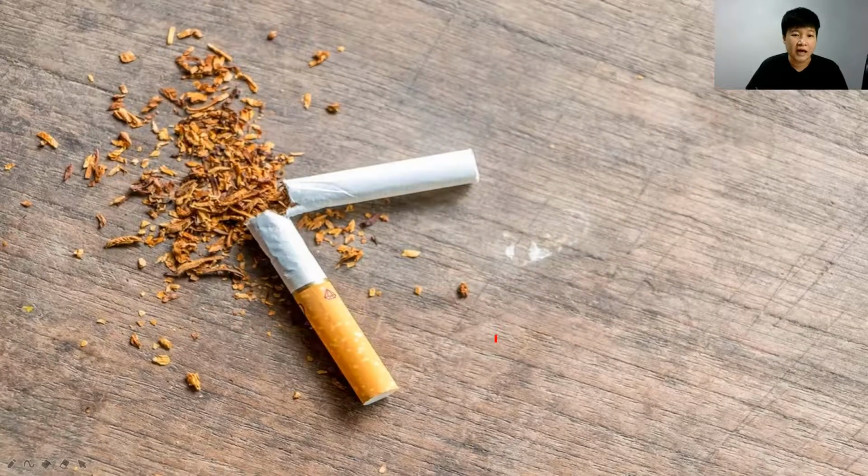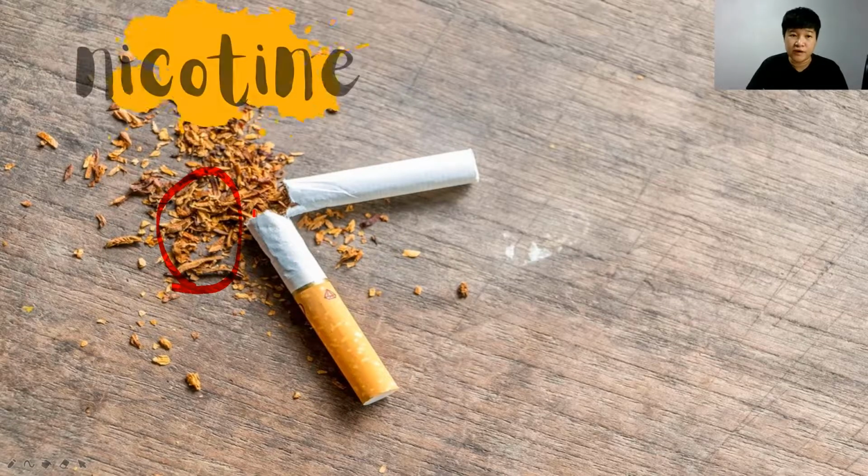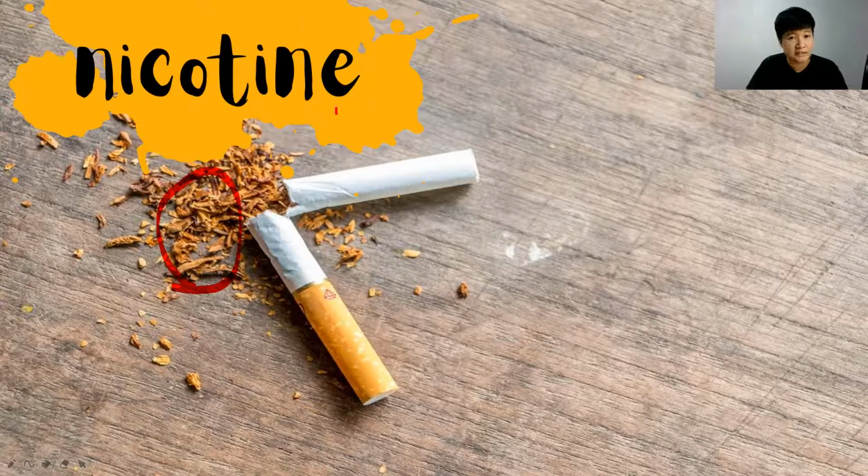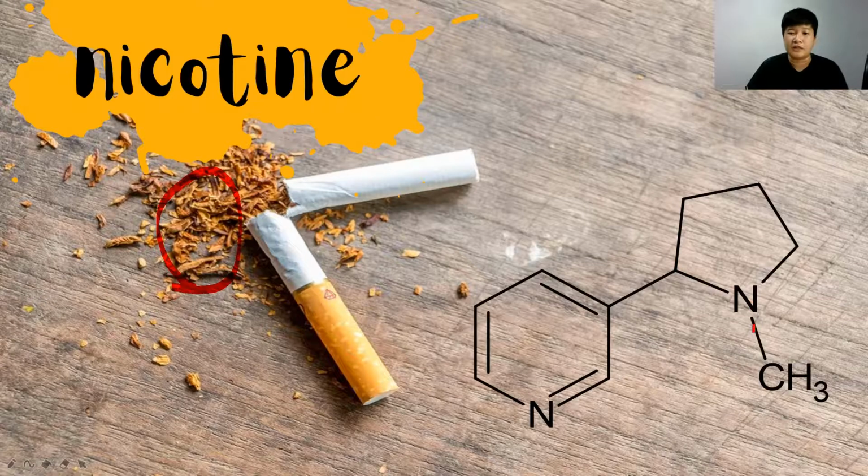Next, we have cigarettes. What is in the cigarettes is the tobacco. So in the tobacco, we have the presence of nicotine. And the structural formula of nicotine looks something like this. So what is in the nicotine? We have nitrogen, very obvious over here. We have the presence of nitrogen.